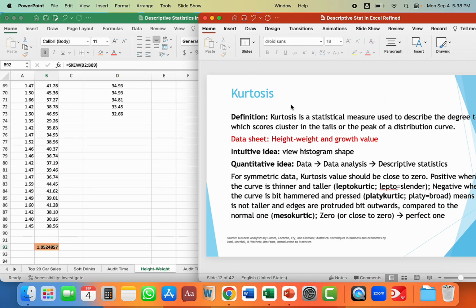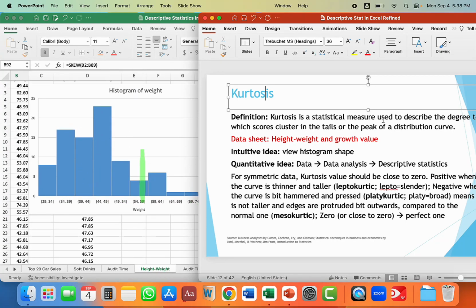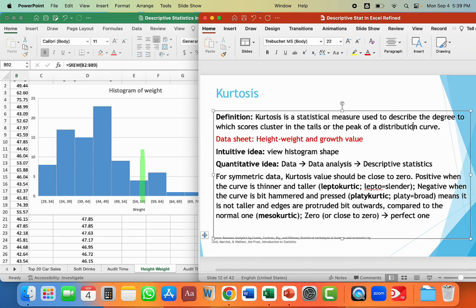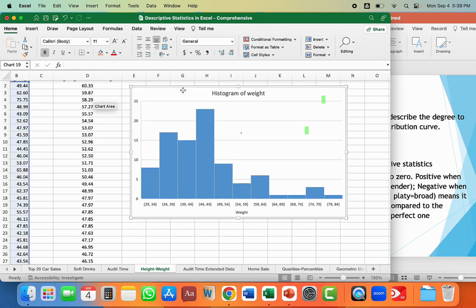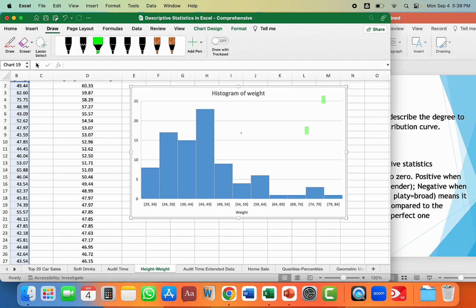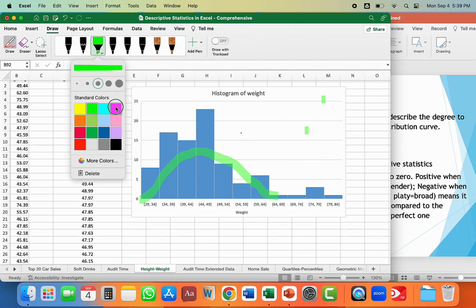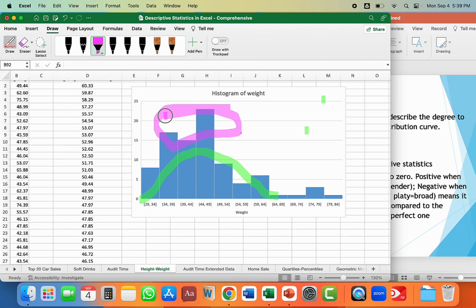The next thing in examining a histogram or a distribution curve is called kurtosis. Kurtosis is a statistical measure used to describe the degree to which scores cluster in the tail or the peak of a distribution curve. For this purpose, again, we will be using the same data, height and weight. We look at this one. Again, a normal histogram should be like this, but we know it is not. First of all, it has a tail that we have already discussed in terms of skewness. It also has this spike, and this is something that relates to kurtosis. Normally it should not be there, but it is there.